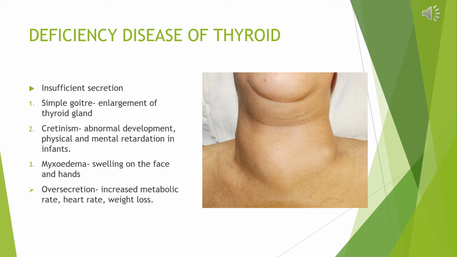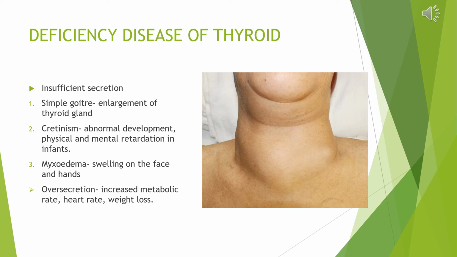When the thyroid hormone, that is the thyroxine, is secreted less than the particular amount, it is called hyposecretion or insufficient secretion. Now it can lead to many disease conditions. First one is simple goiter. Goiter causes the enlargement of the thyroid gland, and since the thyroid gland is present in the neck region of our body, the neck region swells up from the outside.